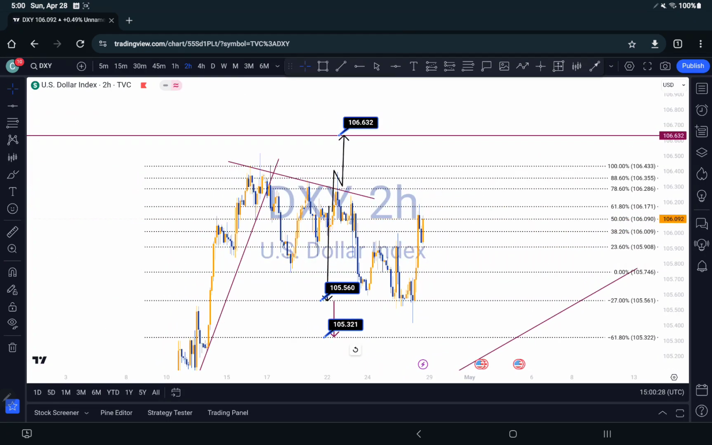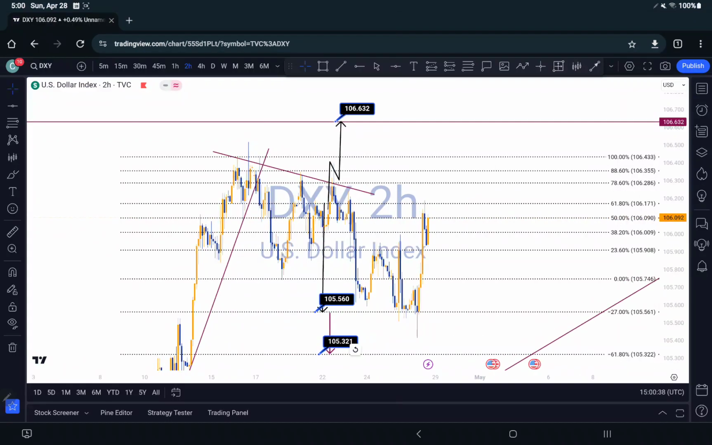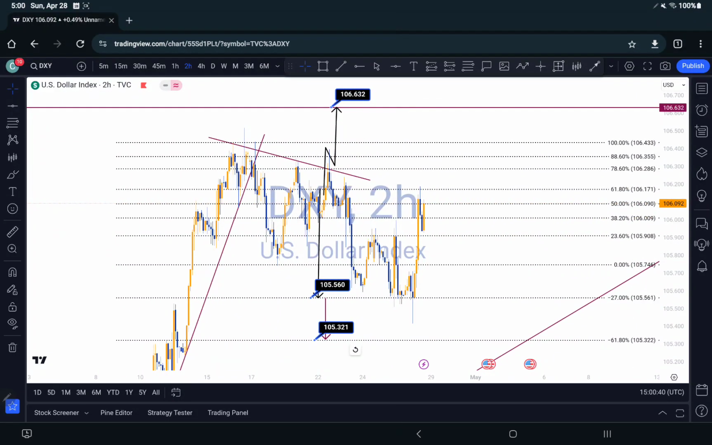And I also said we can see that we had multiple touches on this counter trend line right here, so I said there is a possibility for us to continue to push to the downside, and that was my initial thought. My TP was my negative 27% fib level, which is 105.560, around that area right there.